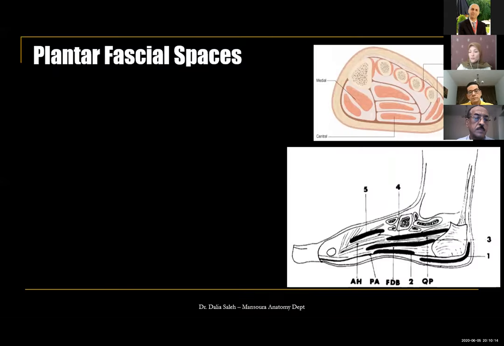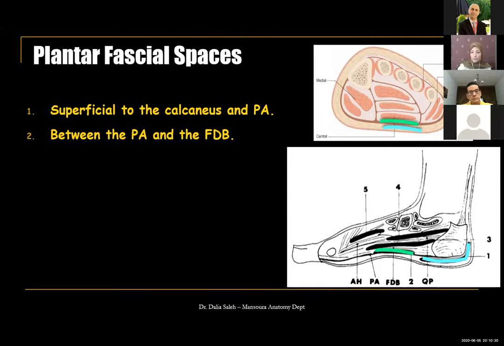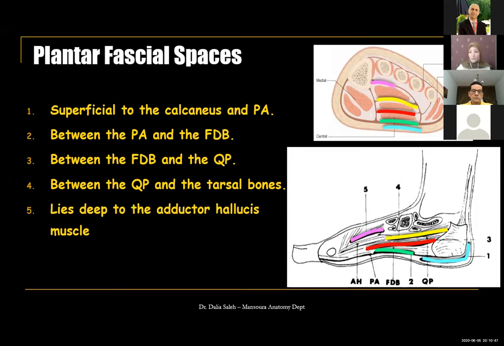In these two pictures, we can see the plantar fascial spaces, and they are arranged from superficial to deep. The superficial one lies subcutaneous, superficial to the calcaneus and the plantar aponeurosis. The second space lies between the flexor digitorum brevis and plantar aponeurosis. The third space lies between the flexor digitorum brevis and the quadratus plantae muscles. The fourth space lies between the quadratus plantae and the tarsal bones. Finally, the fifth space lies deep to the adductor hallucis. What's the significance of these fascial spaces?